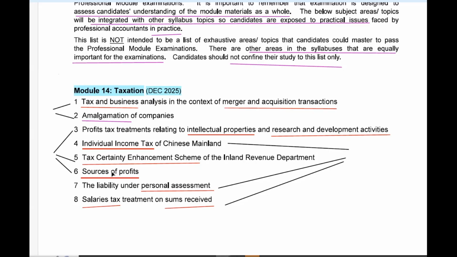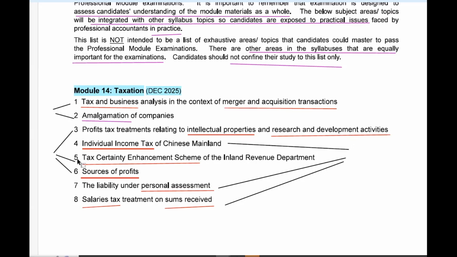And then 3, 5, 6 are related in profits tax. What are they? Intellectual property and R&D activities. When they set profits tax treatment, be aware that this could be the income side or the expense side. They may ask you about the deduction of intellectual property and R&D. They may also ask you about the income of intellectual property or the sale of R&D rights, etc. So be aware of income and expense for these 2 items, IP and R&D.